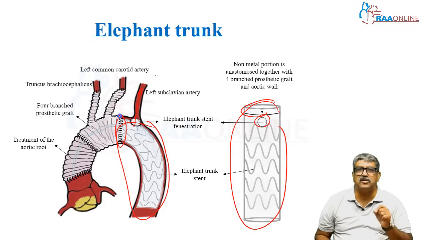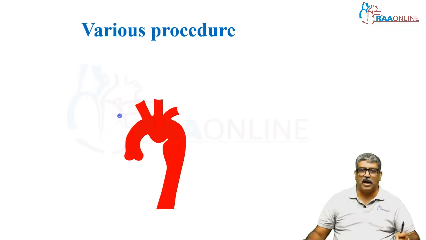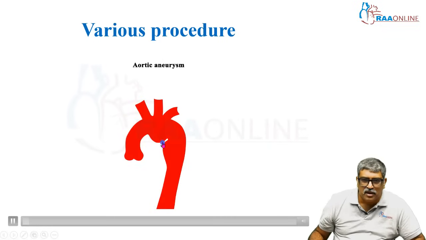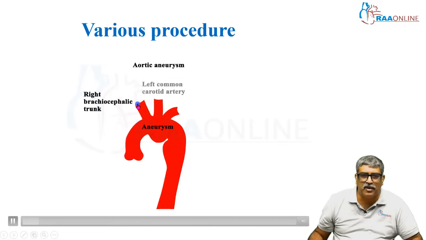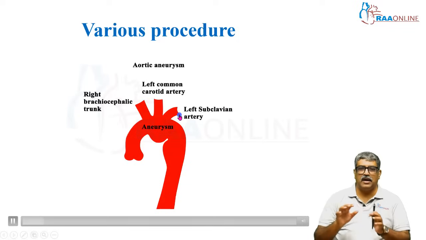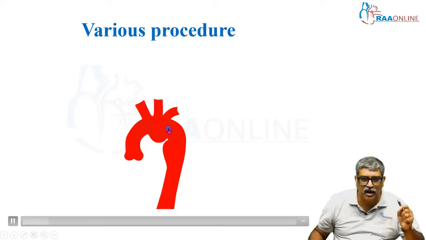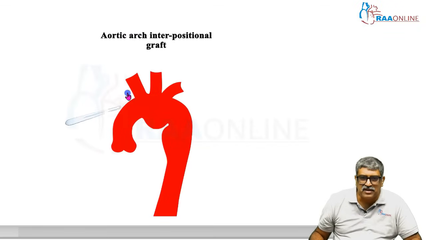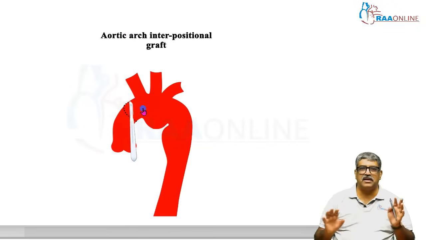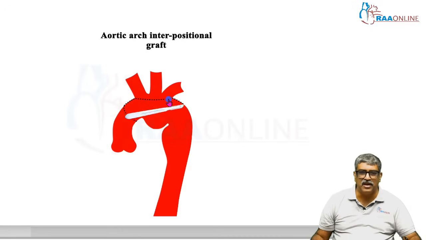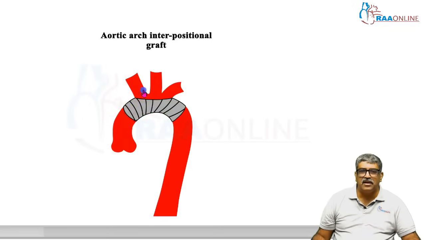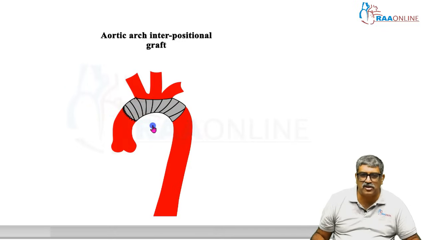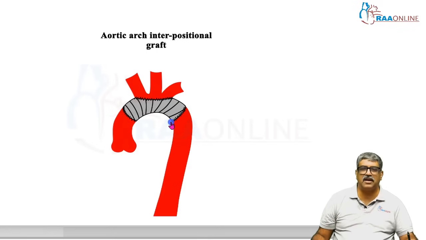So what are the various options which are available for hybrid arch procedure? Here you have an aneurysm of the arch as well as the descending thoracic aorta. So what are the various options? You have to look at the blood vessels. Right brachiocephalic, left common carotid, and left subclavian are the vessels which arise from the aneurysm now. What we are going to do is just replace this aneurysmal part, that is an interpositional graft. That is the simplest of the surgeries. You do a surgery and place a graft here. The graft is anastomosed at the proximal end and the distal end, and the three vessels are also anastomosed to the graft, and the distal end is being anastomosed.